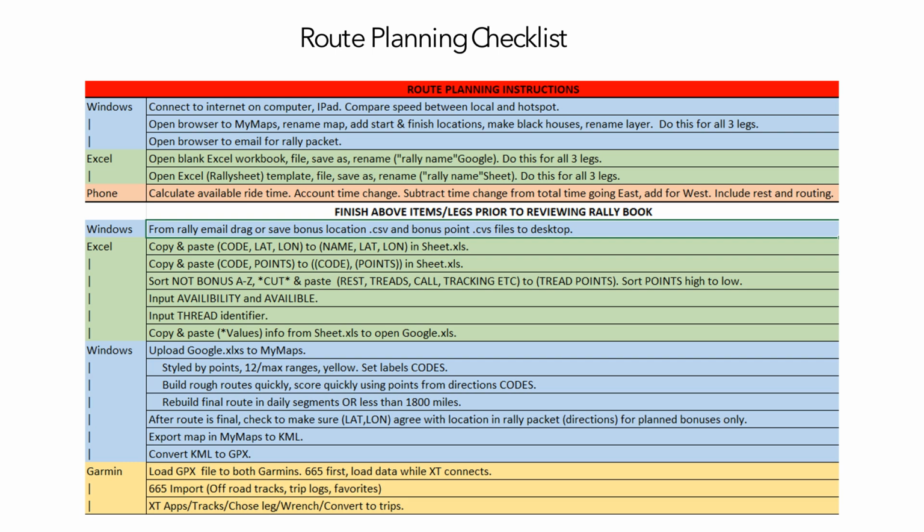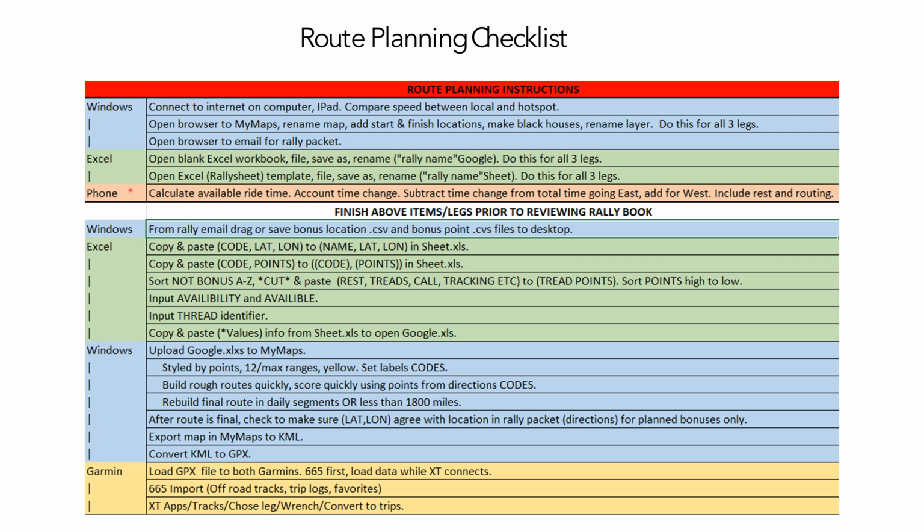Everything below the line is things we're going to do after we receive the rally book. You can see the nomenclature here. Everything in blue is what we're going to be doing on our desktop, whether it's Windows or Mac. Green is going to be in Excel.